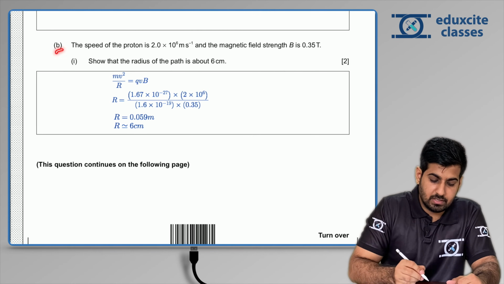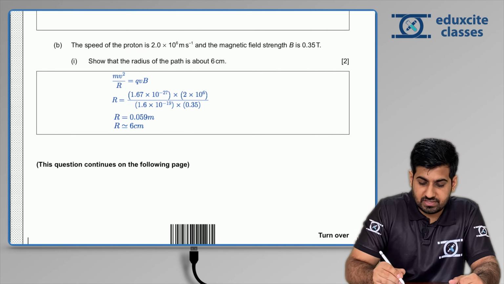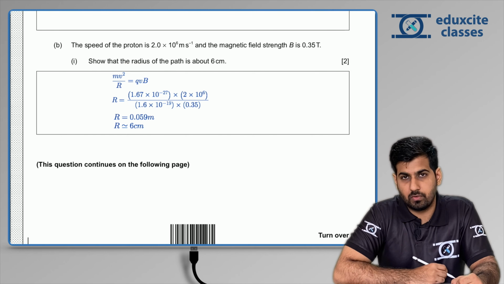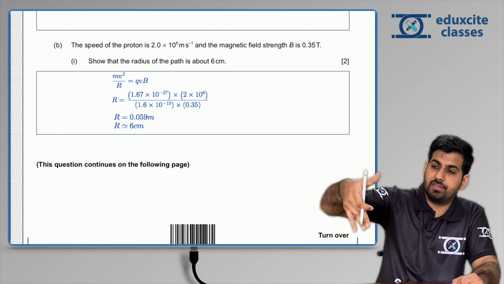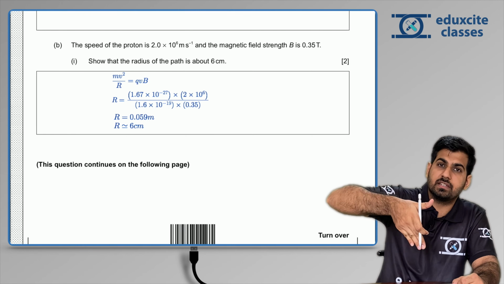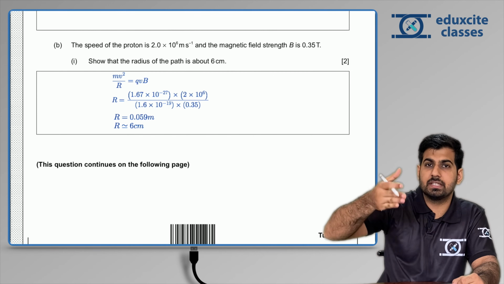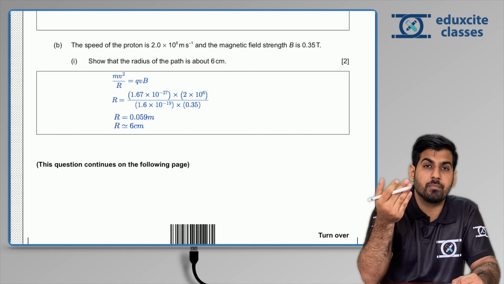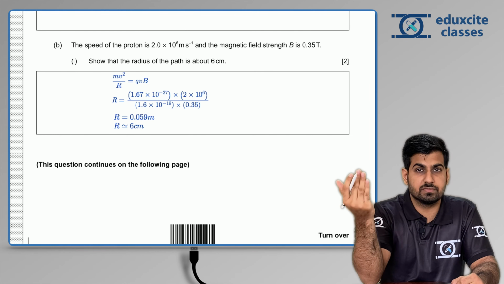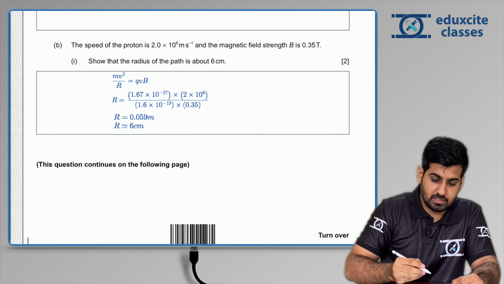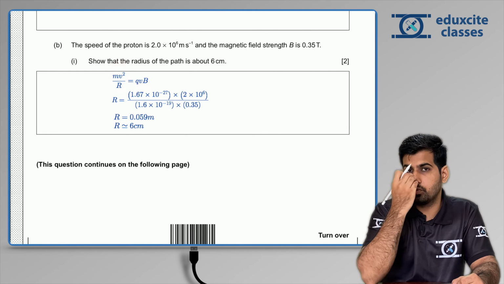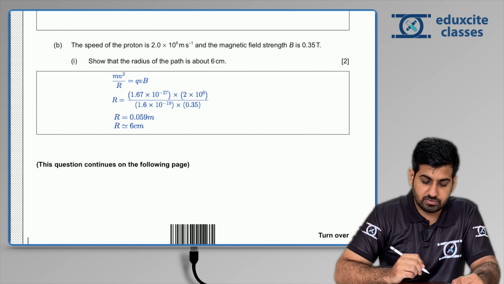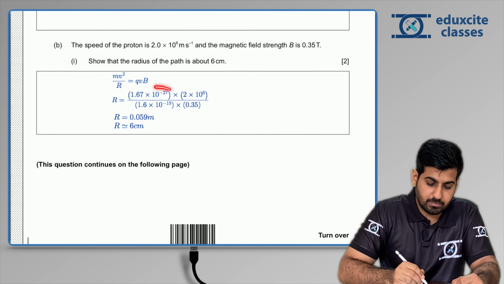Now the B part. The speed of the proton is given, the magnetic field strength is also mentioned. Find the radius of the path of the proton. Now we know that the force which is acting towards the center is the centripetal force. So we equate the centripetal force with the force exerted on a charged particle in a uniform magnetic field, that is q times velocity times magnetic field. So mv squared by r is equal to qvB. Q is the charge of proton, 1.67 into 10 raised to the power minus 27. No, that is the mass of proton.